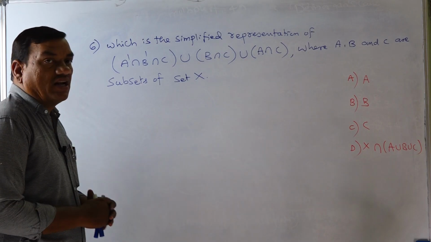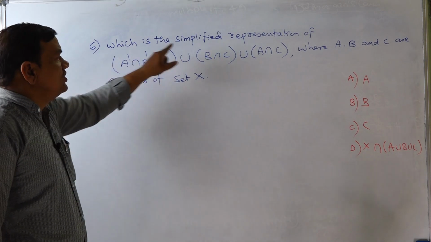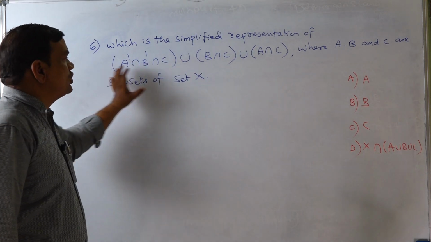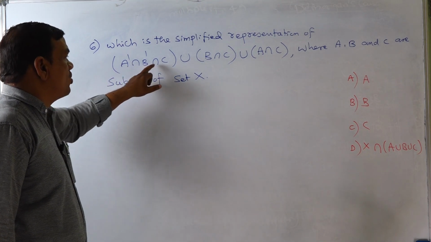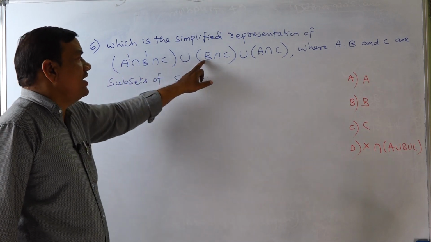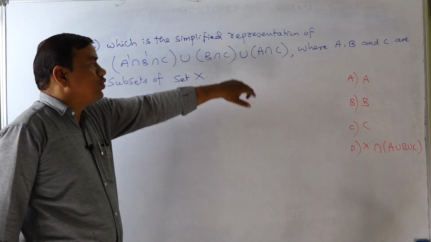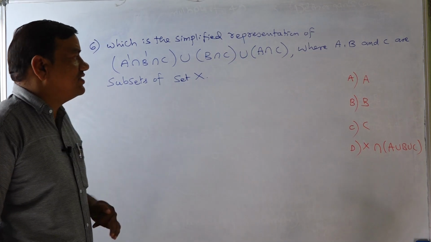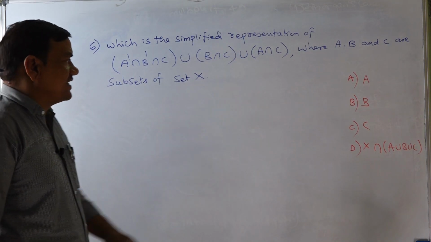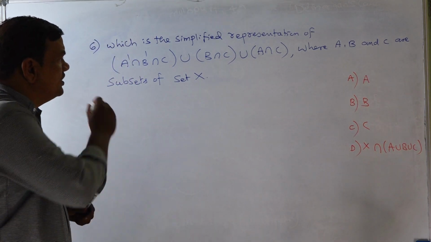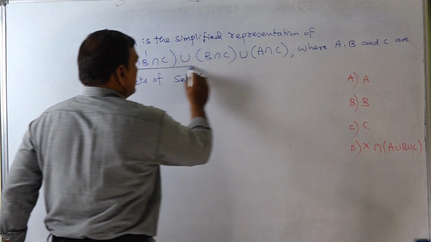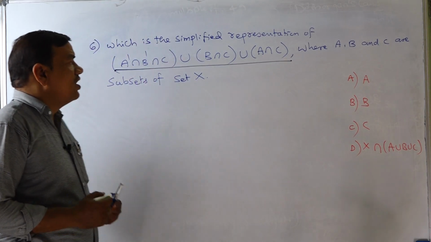Dear students, welcome to the sixth problem. The simplified representation of one set is given: A complement intersection B complement intersection C, union B intersection C, union A intersection C, where A, B, C are subsets of set X. Answers are given.